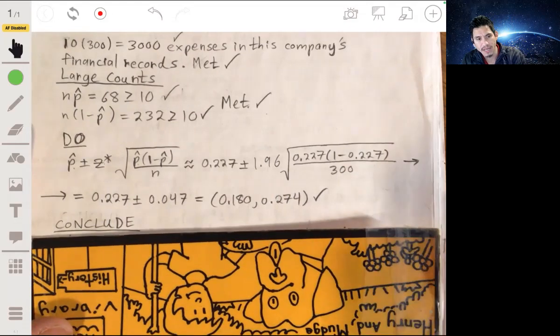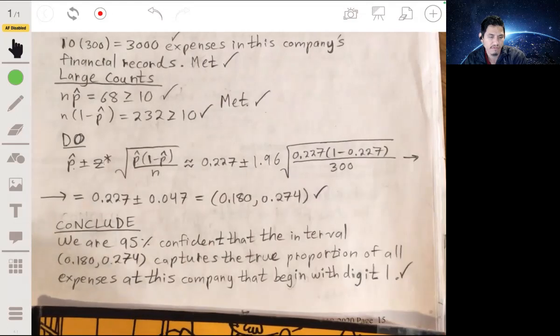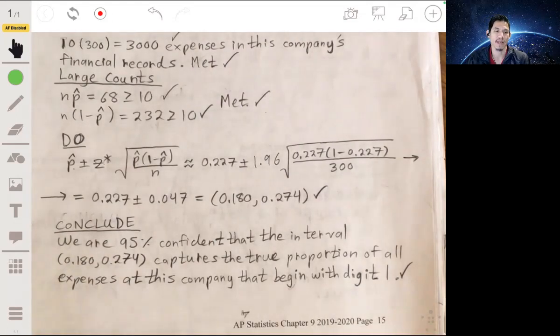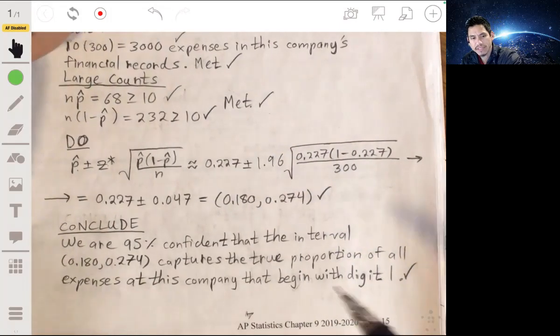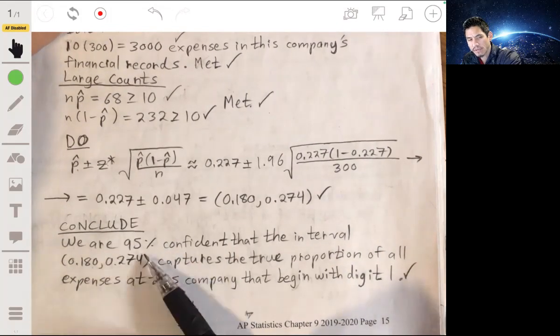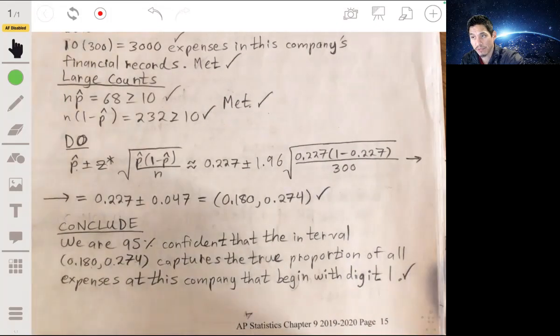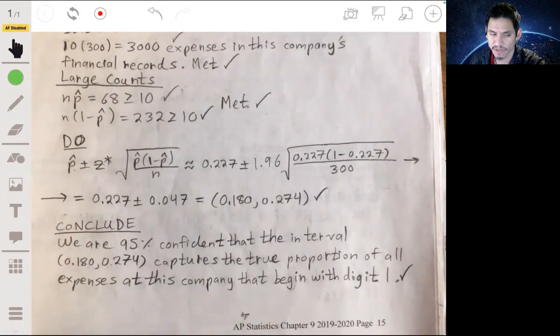So remember, that's pretty simple because that's what we get. We're 95% confident. That's our interval. That's our range of values, so to speak. And we're going to follow up with the next question in just a second. So just again, make sure you always interpret your conclusion in context. 95% confident that this interval captures the true proportion of all expenses at this company that begin with digit 1. So it could be anywhere from 18% to 27.4%, but not really, not literally, because it could be anything. Remember, this is just a 95% confidence interval.